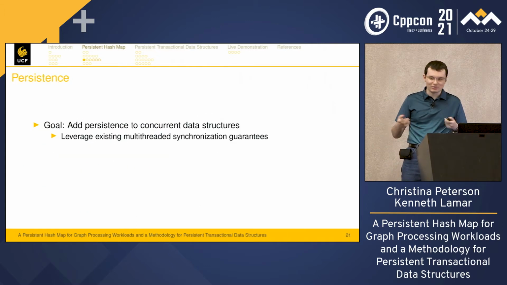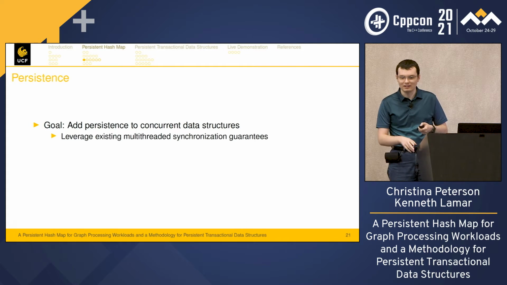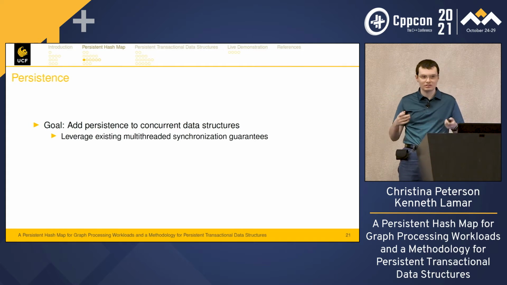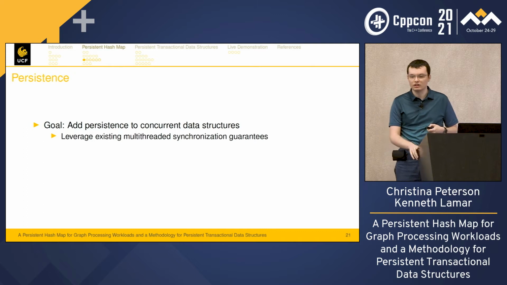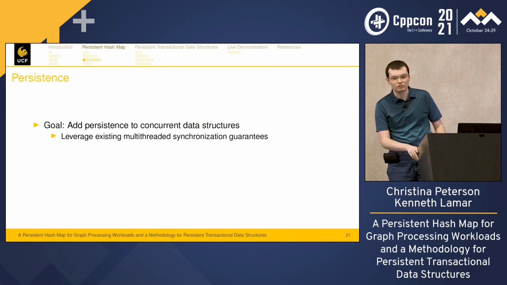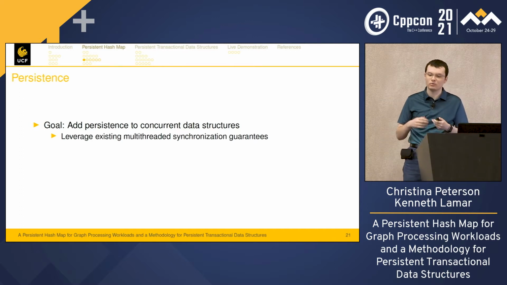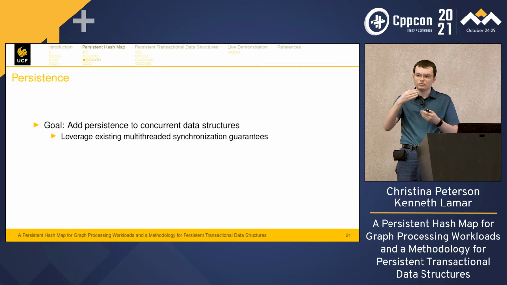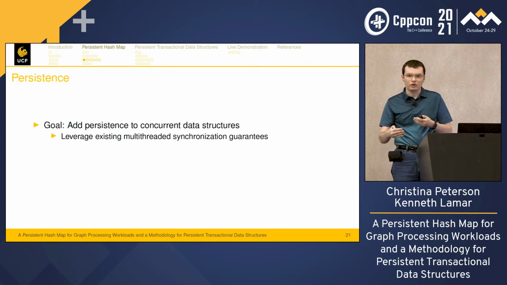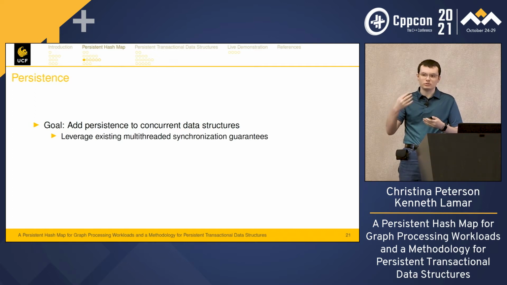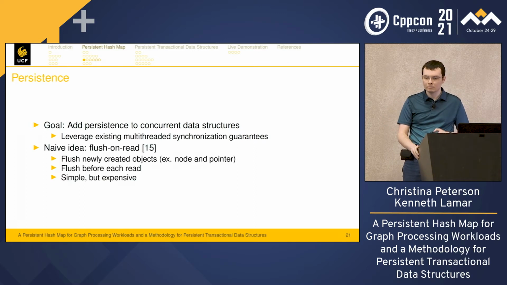So I think the more interesting aspect of this is how we added persistence. We want to be able to add persistence more generally to existing concurrent data structures. And it's nice because we can leverage multi-threading guarantees that already exist. We already know that threads will view data in a consistent state relative to each other. We just need to extend it so that the memory also views everything in a consistent state.